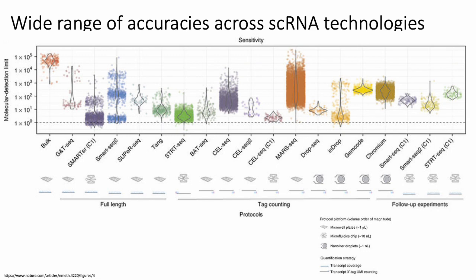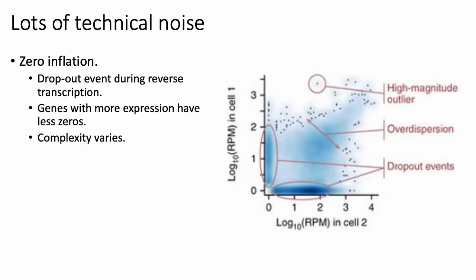And so you can see here that bulk RNA sequencing actually has relatively poor sensitivity, or correspondingly a high molecular detection limit. That means you need to sequence a lot of molecules, a lot of RNA, in order to detect weakly expressed genes. In contrast, most of the single-cell RNA-seq methods have a lower molecular detection limit. But again, you can see that even across the protocols, or even within a given protocol, there's a huge variation in the molecular detection limit.